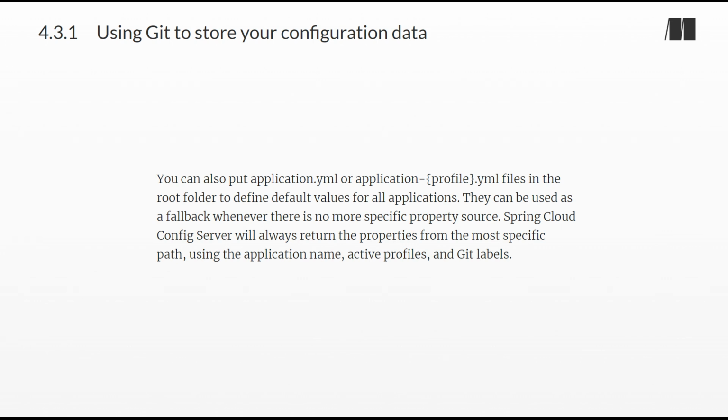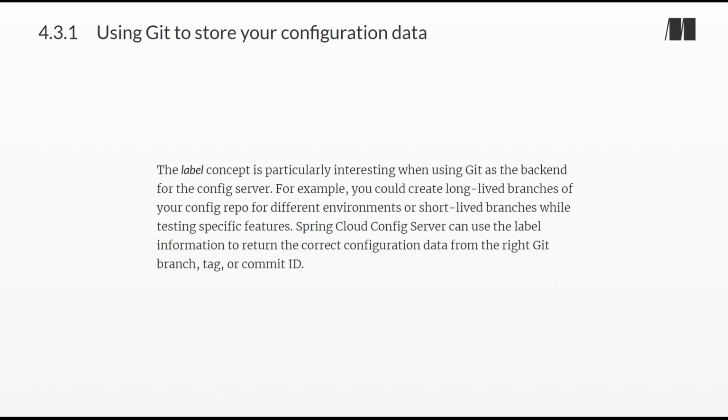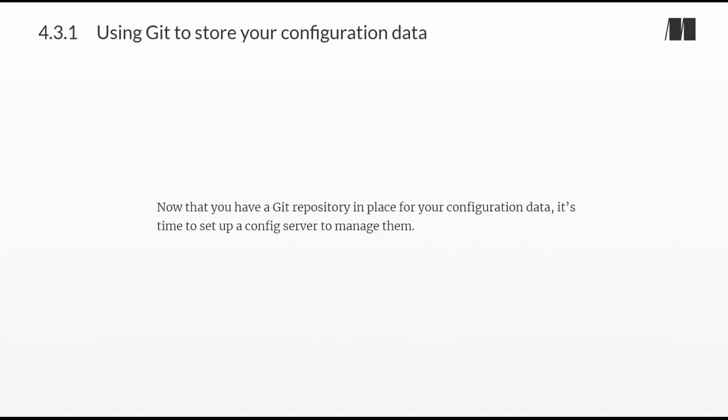Spring Cloud Config Server will always return the properties from the most specific path using the application name, active profiles, and Git labels. The label concept is particularly interesting when using Git as the backend for the config server. For example, you could create long-lived branches of your config repo for different environments or short-lived branches while testing specific features. Spring Cloud Config Server can use the label information to return the correct configuration data from the right Git branch, tag, or commit ID. Now that you have a Git repository in place for your configuration data, it's time to set up a config server to manage them.